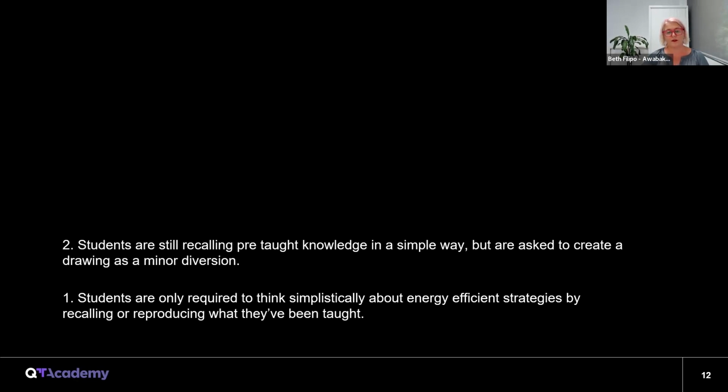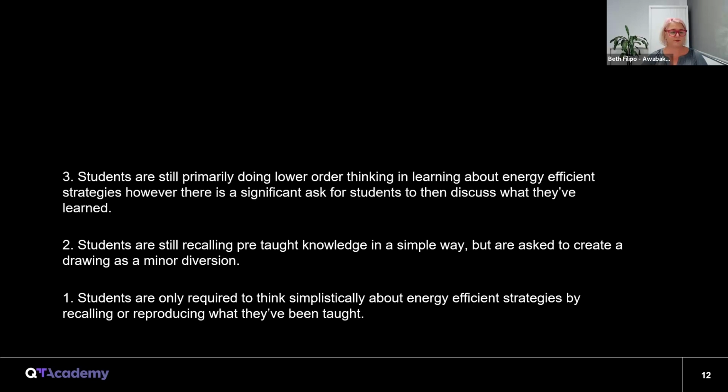At a 2, students are still recalling pre-taught knowledge in a simple way, but are asked to create a drawing as a minor diversion. This might mean that students complete the worksheet, then as an option, they may select one of those energy efficient designs and draw a picture of it. At a 3, students are still primarily doing lower order thinking in learning about energy efficient strategies. However, there is a significant task for students to then discuss what they've learned. So this might involve learning about those strategies, taking notes about their effectiveness, and then in small groups discussing the pros and cons of the various strategies, including things such as cost.